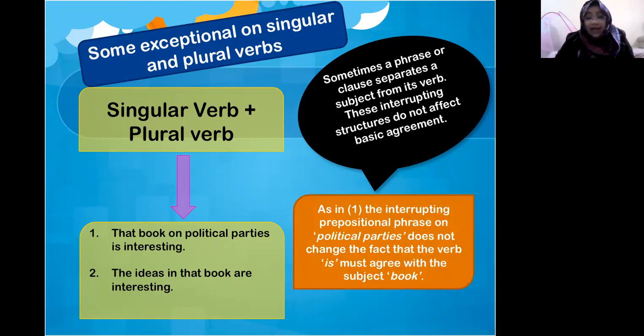Clear? As in the first one, the interrupting prepositional phrase on political parties does not change the fact that the verb is must agree with the subject book. So we have to be careful about this: when the subject is that book, the verb has to agree with it, and with that book we will use is. But if I say those books on political parties, then here we will use the verb are interesting, not is.